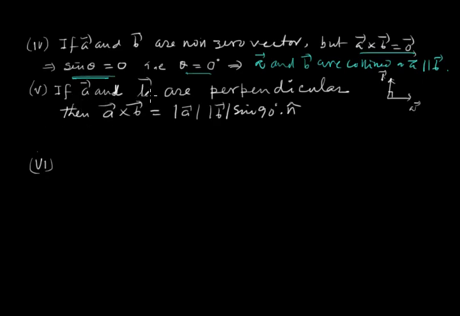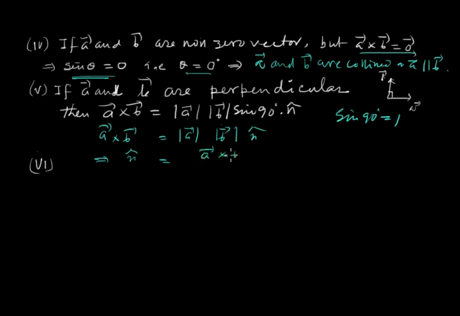Now, if two vectors A and B are perpendicular, in that case their cross product will be magnitude of A, magnitude of B, sine theta into n cap. But you know sine 90 is equal to 1. So we are getting A cross B is equal to magnitude of A into magnitude of B into n cap. So from here, you can write that n cap is equal to A cross B by magnitude of A into magnitude of B.